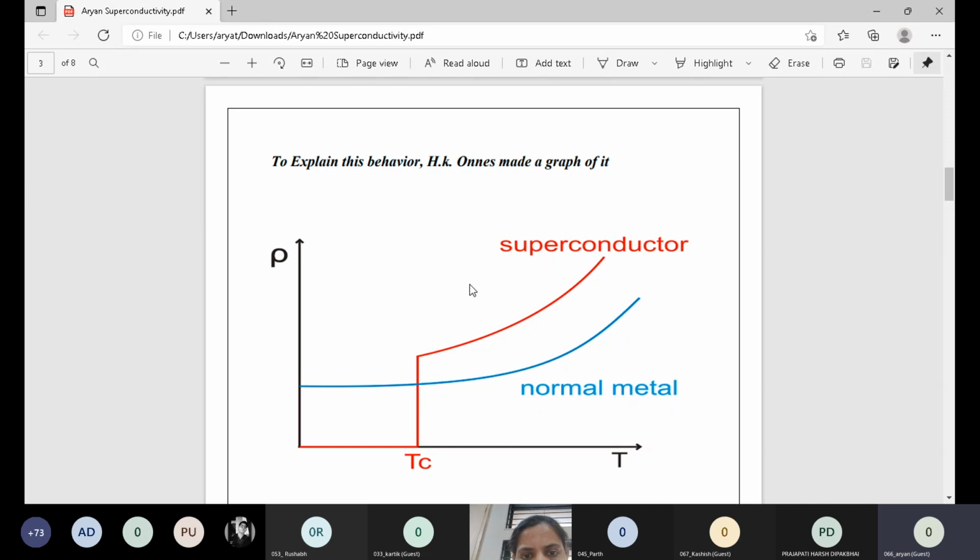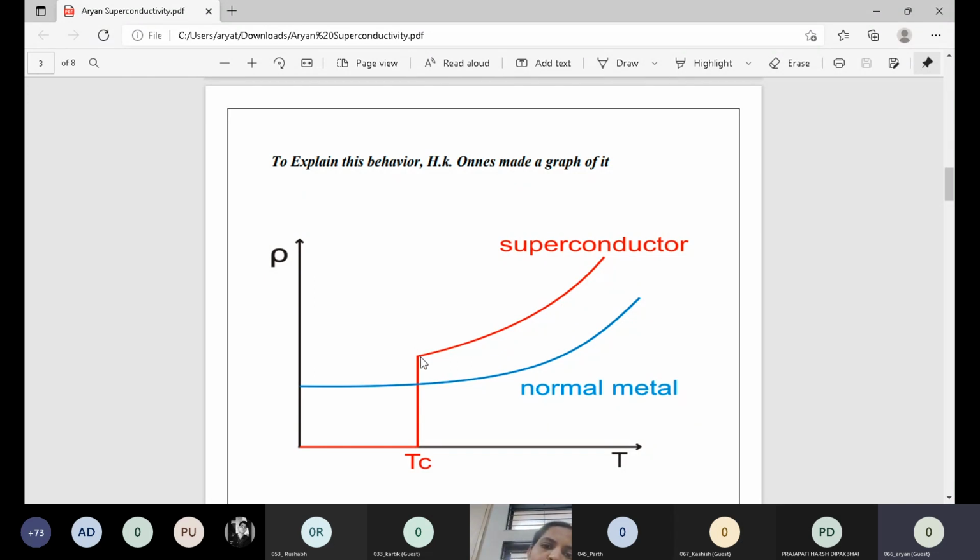So friends, you can find that here are two graphs. The red graph is a superconductor and the blue graph is a normal metal. At high temperature, the normal metal also has high resistivity, but at zero temperature or less, it is not having zero. It is having a certain value.